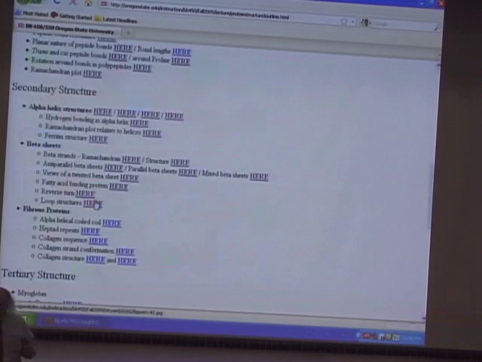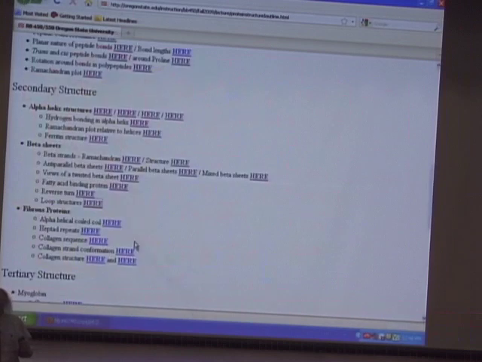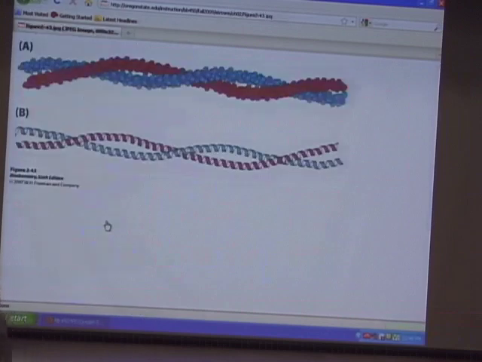Okay. Loops. There's a loop. That's basically what we saw before, the barrel sort of structure. Now, what I want to finish with today is talk a little bit about fibrous proteins. So fibrous proteins, here are some representations of fibrous proteins. Real good example of fibrous proteins, your hair. Your hair is made of a protein called keratin. And keratin is comprised of a sequence of amino acids that almost exclusively makes alpha helix over and over and over and over.